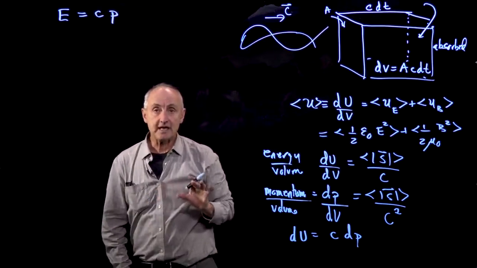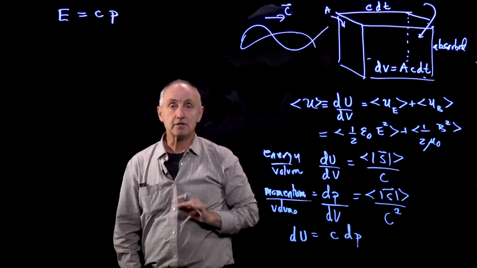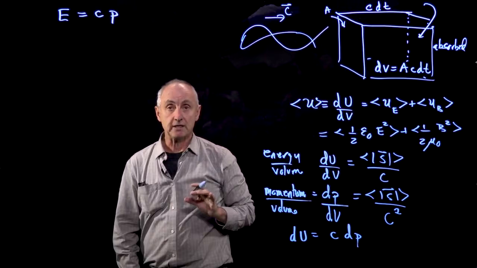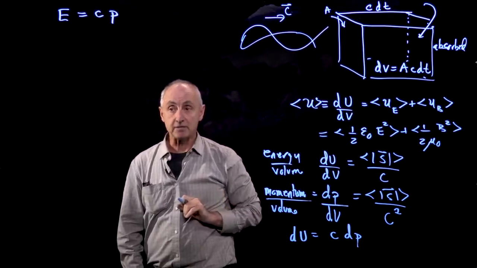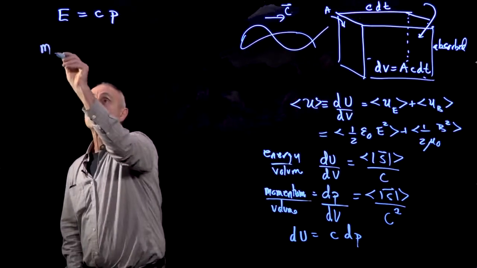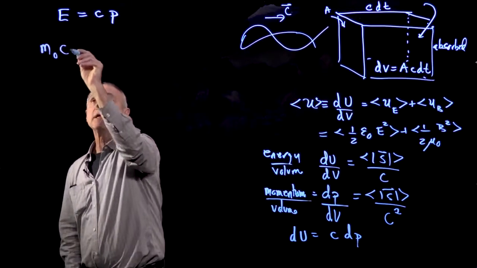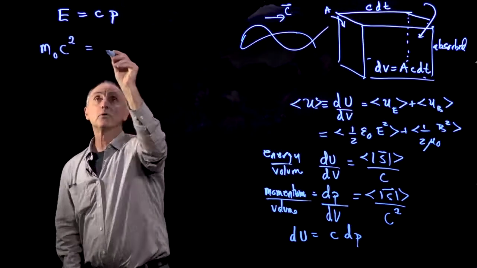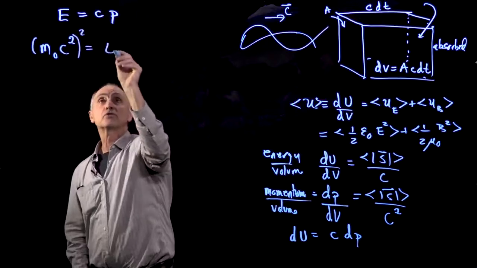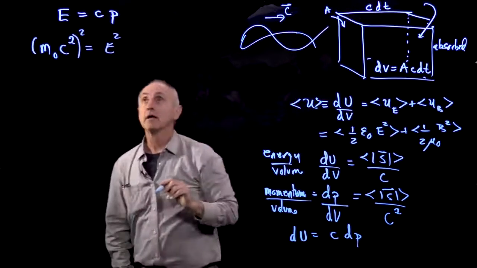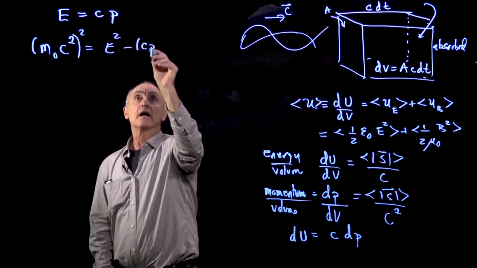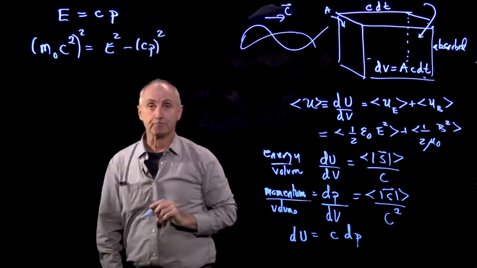Now, one of the key ideas in Einstein's theory of relativity is that there's a relationship between mass, energy, and momentum that's given by the famous formula: the rest mass of an object times the speed of light squared, and we'll square this, is equal to the energy squared minus the factor c times the momentum squared.